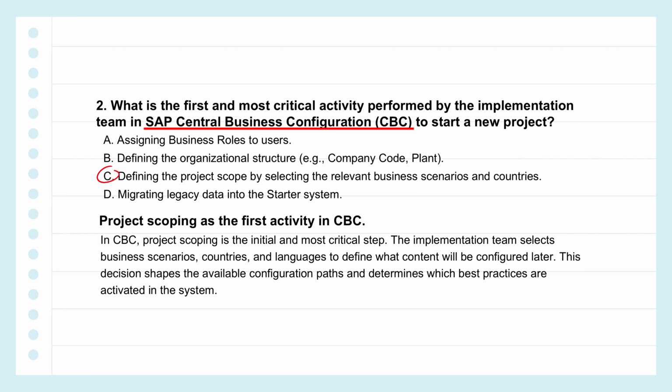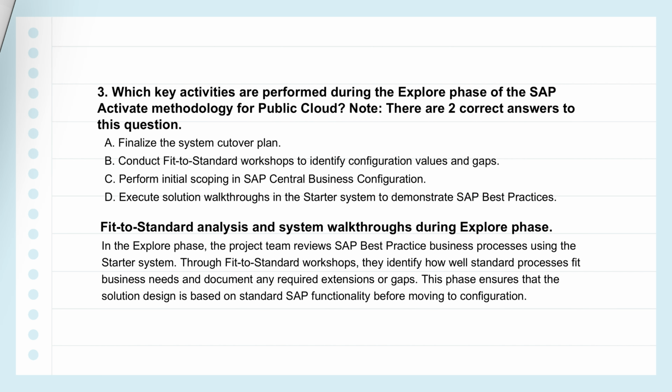Okay, so that initial blueprint is set in CBC. Logically, the next step is verifying that blueprint against the actual business needs. That brings us to the SAP Activate methodology, specifically the Explore phase. If we're focusing on those critical knowledge points again, what are the absolute core activities during Explore that confirm the scope? There are two key ones, right? Yes, exactly. Two main ones for confirming that fit. The Explore phase is all about rapid validation, confirming that the standard solution works for the business. It's not about deep customization yet.